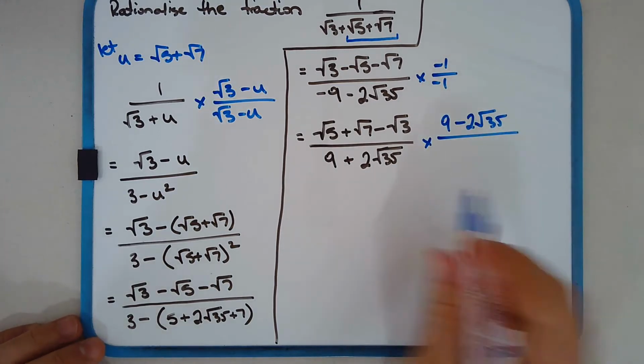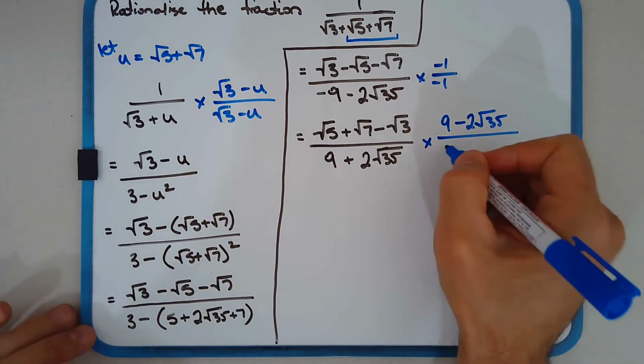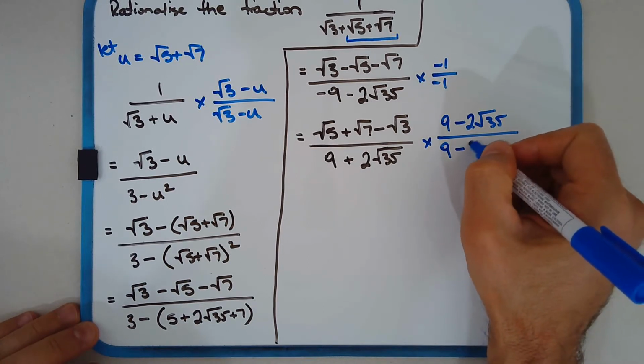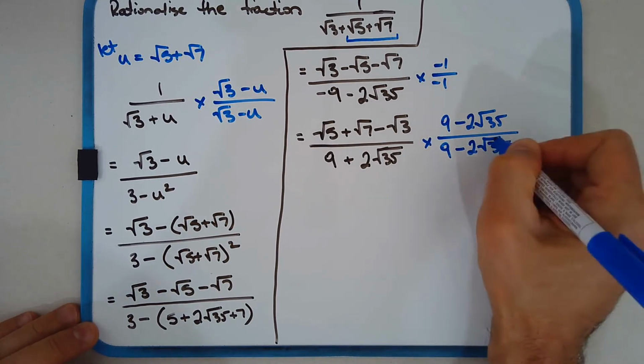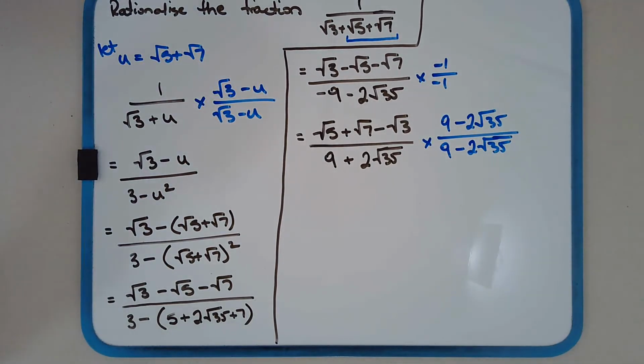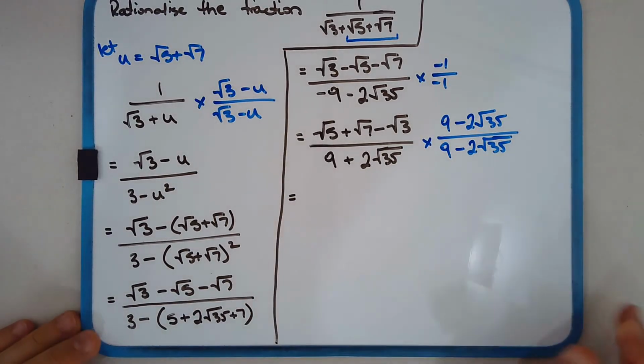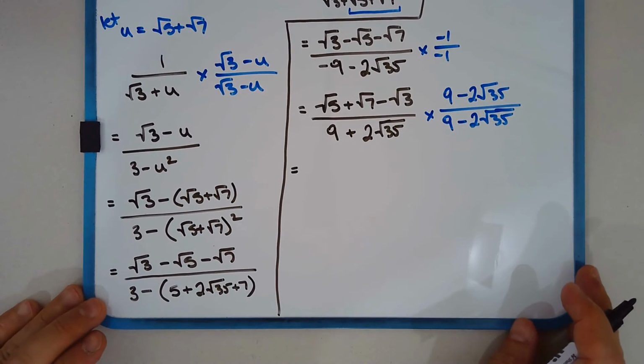Okay, probably at this point we've got to start to be careful now because it might get a little bit messy. So 9 minus 2 root 35. Okay, I think we're happy with that. Yep. Okay, so let's multiply the numerator through. I'm going to write that a little bit smaller just so it all fits.